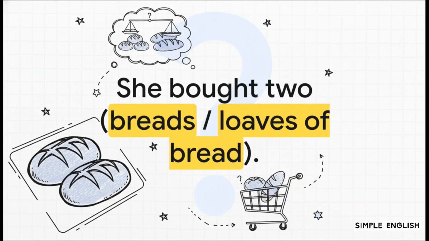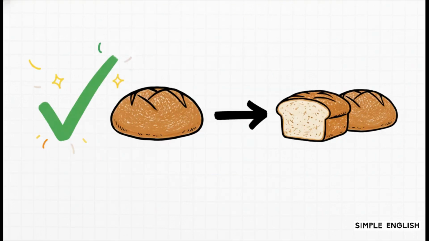All right, question number 2. She bought 2 breads or loaves of bread. Now this one is testing what we just talked about. How do we handle those tricky, uncountable nouns? And the correct answer is loaves of bread. Exactly. Because bread itself is uncountable, we need that helper word, that quantifier to count it. In this case, loaves does the job perfectly. You're getting the hang of this.